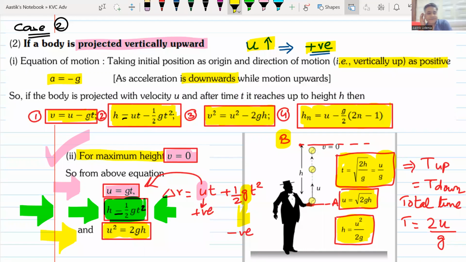Please note this down. Done, sir. Everyone has understood this? Yes or no? Can we move on to some questions? Yes or no?